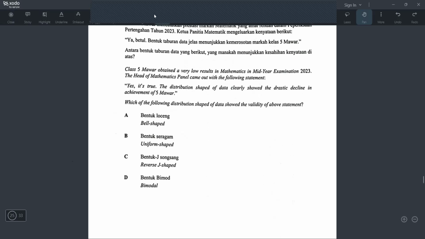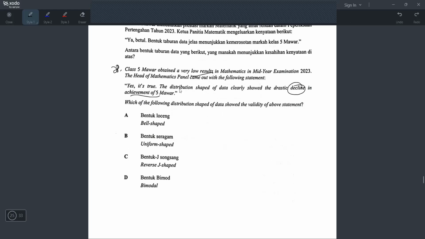Okay. All right. Let's continue with number 28. Let's read the question. Class Lima Mawar obtained a very low result in mathematics in the mid-year exam 2023. The head of the mathematics panel came out with the following statement. And then it says here, yes, it's true. The distribution shape of data clearly showed the drastic decline in achievement. So decline means menurun, merosot. It means the achievement dropped. So which of the following distribution shapes of data shows the validity of the above statement?